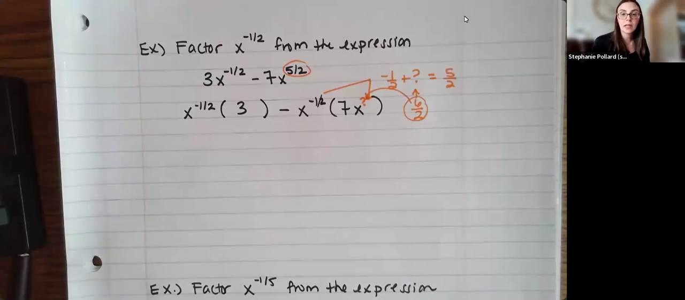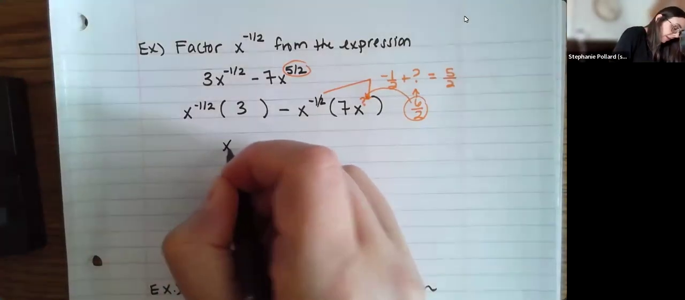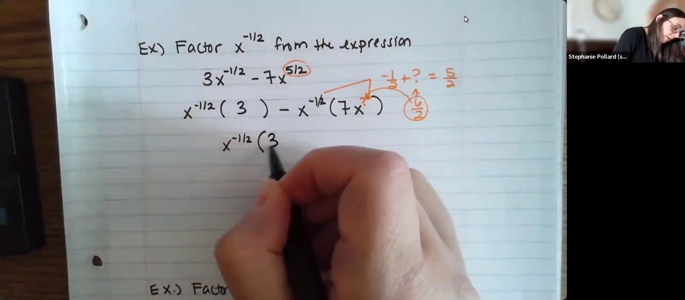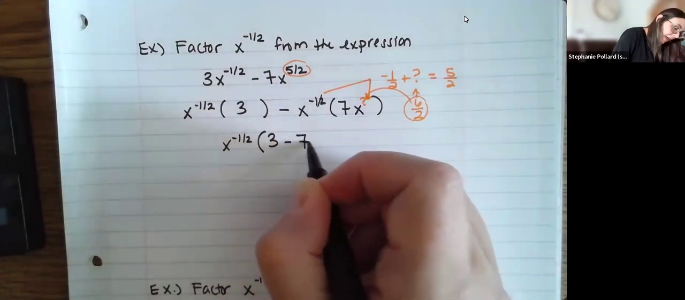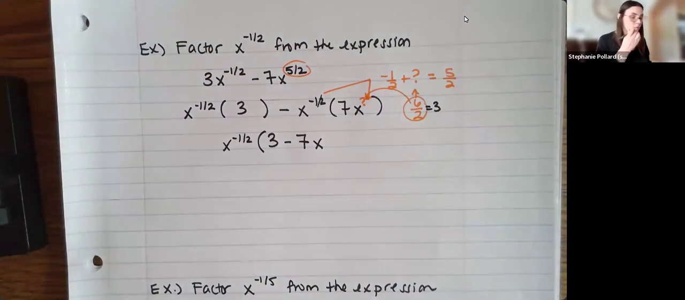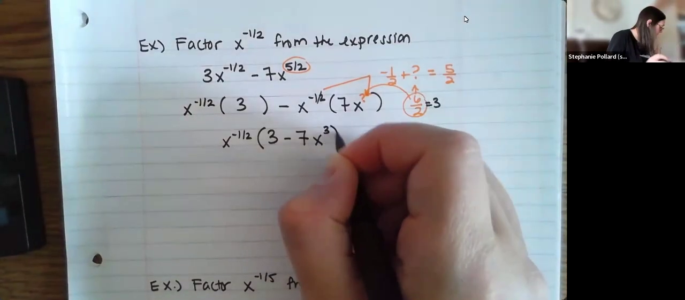So you can think of it like a subtraction problem or an addition problem, something in that realm, to say, okay, well, what am I missing to get this to work? And then you would write that x to the -1/2 outside like we normally do. And what's left over? I have a 3 there, a minus 7x. Now 6/2 is also the same thing as 3, right? Because 6 over 2 is 3. So this becomes 7x to the 3rd power.